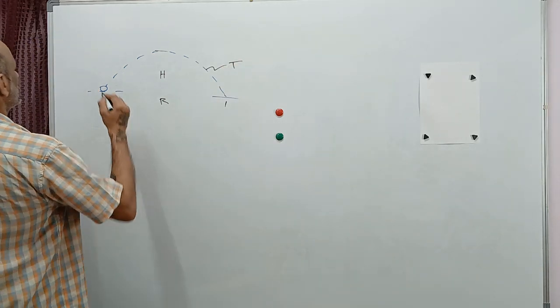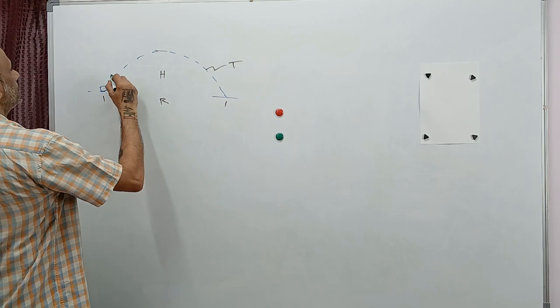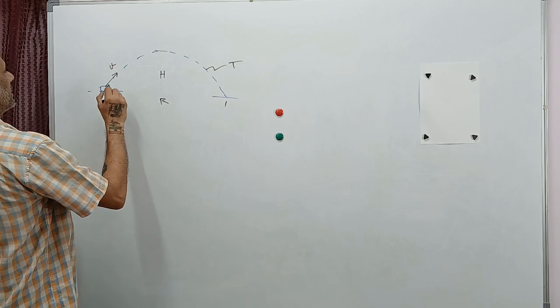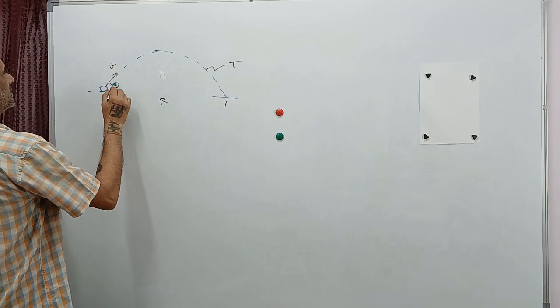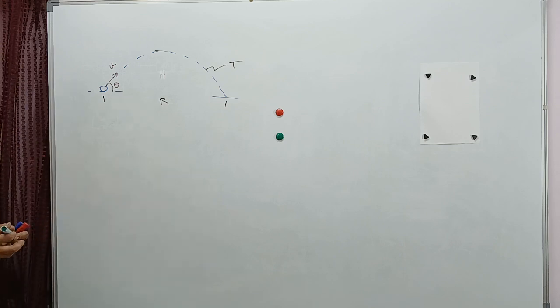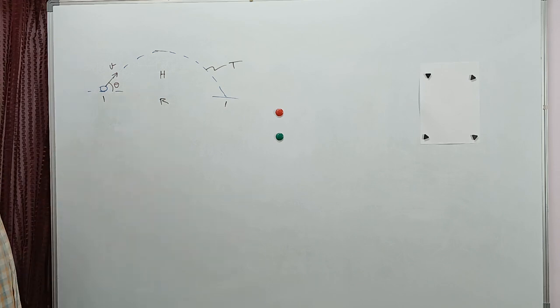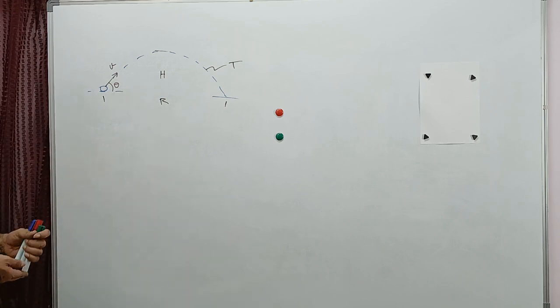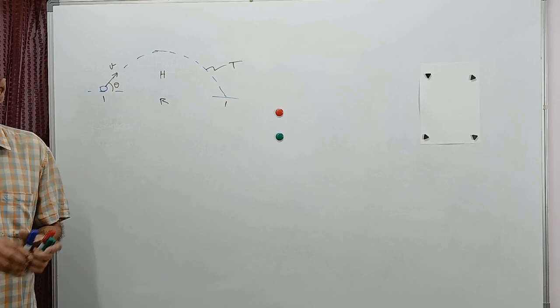So the thing is thrown with a velocity u at an angle theta with the horizontal or the ground surface. So we can consider u and theta as inputs. So we should be able to calculate the range, the maximum height attained and the time of flight in terms of the input u and theta.